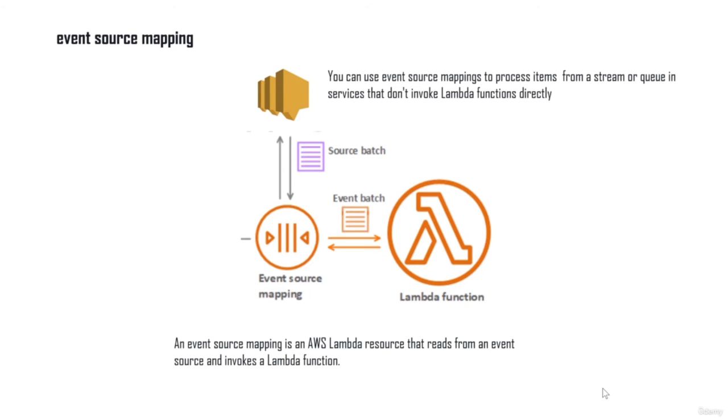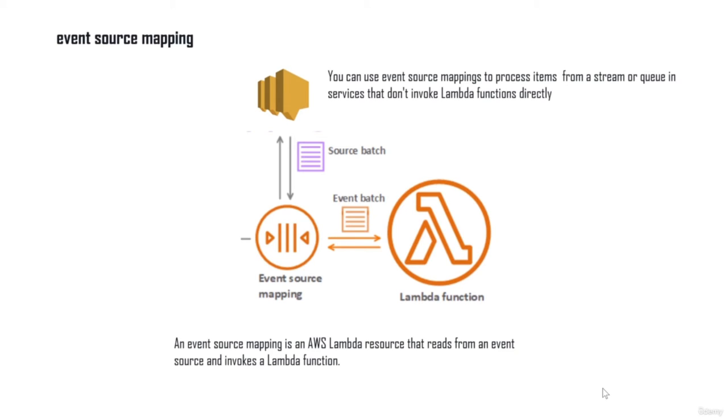So now let's talk about event source mapping. So there are certain services like queues and streams which do not invoke the Lambda directly. Now let's take an example of a queue. If you are a consumer of the queue, it is you as a consumer which keeps polling for the queue and seeing if there are any new messages.